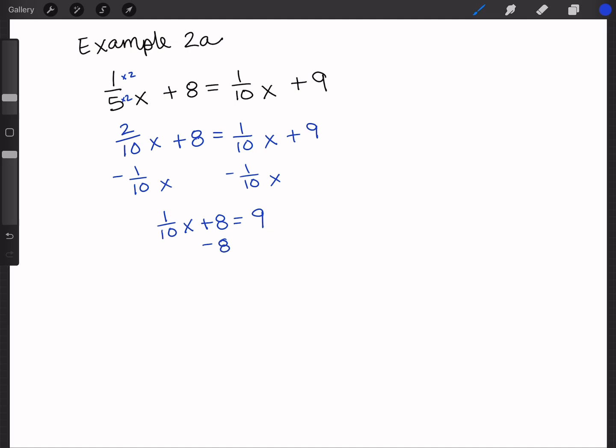Now it's a two-step equation. I need to get rid of 8 on both sides of the equation, and that will give me 1/10 x is equal to 1. In order to get rid of my fraction, I need to multiply by my reciprocal, which is 10 over 1. Again, you can put 1 over 1 in order to multiply. And 10 times 1 equals 10, divided by 1, again, is still 10.